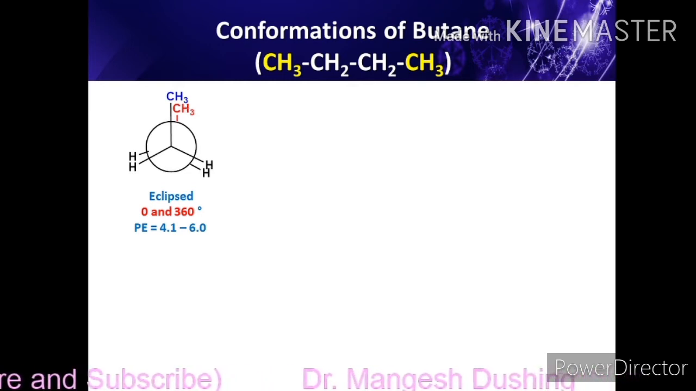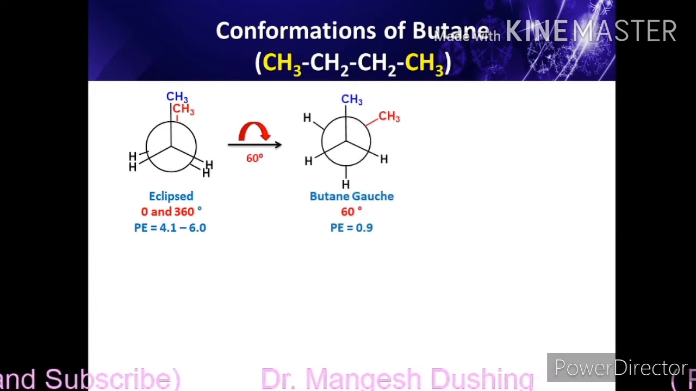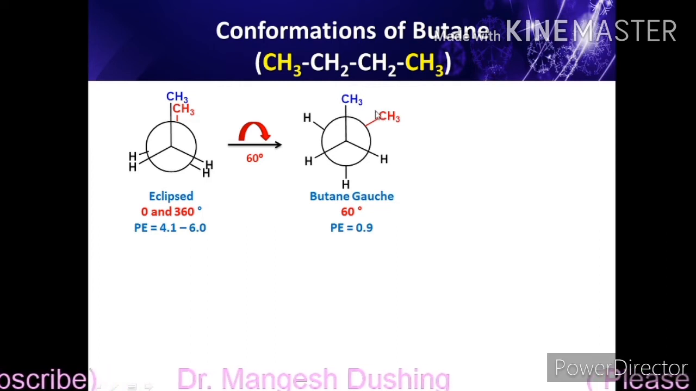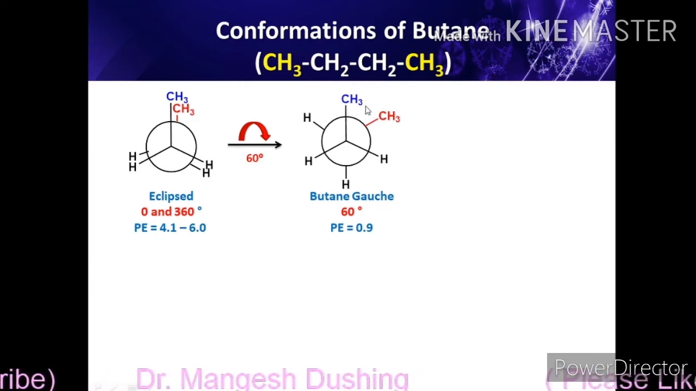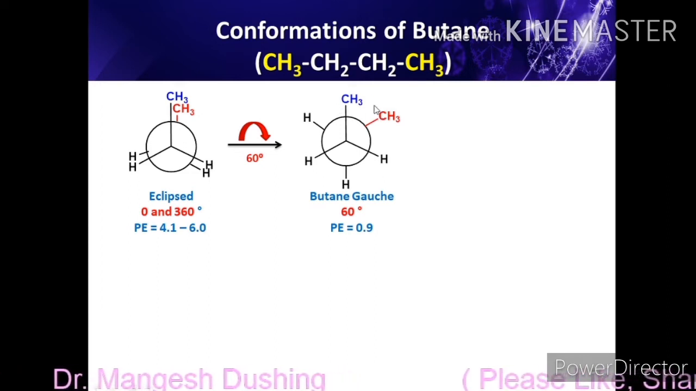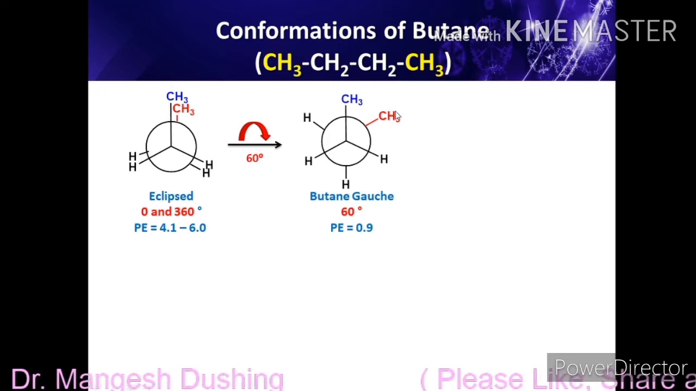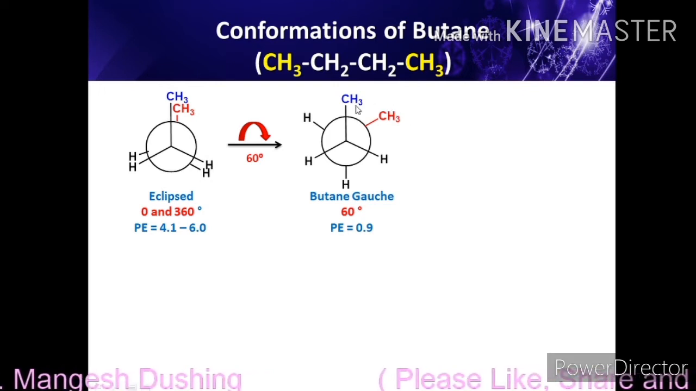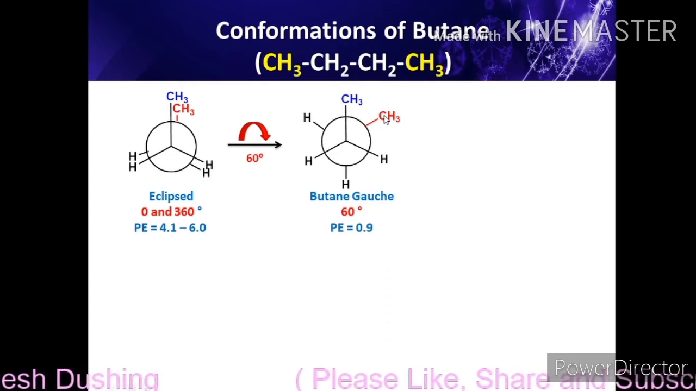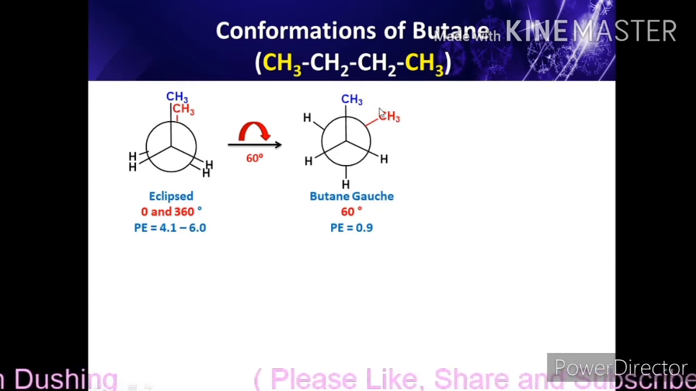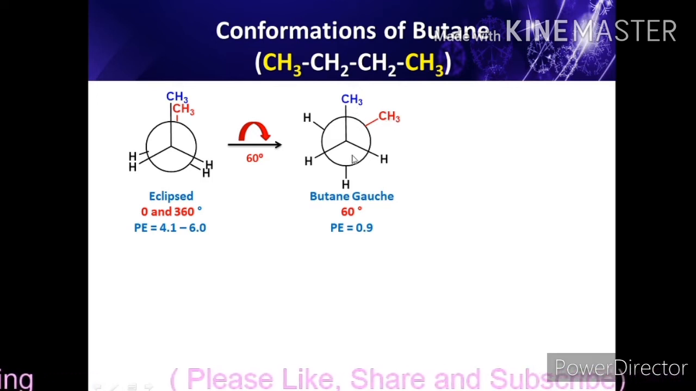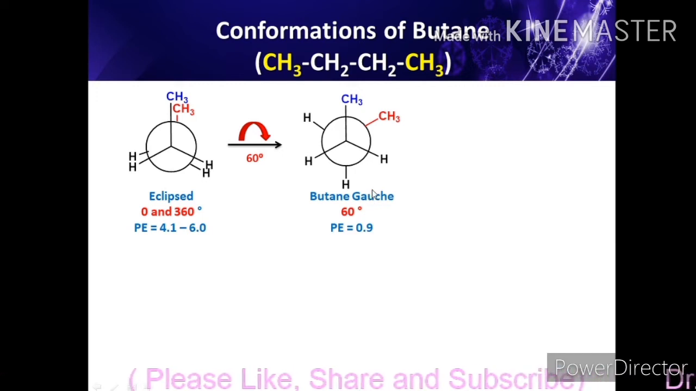If we rotate this methyl group by 60 degrees, these bulky groups are going away from each other, but they are not far away, just a little bit. So this conformation is called the gauche conformation, and there will be a gauche interaction. The first atom and fourth atom make a 60 degree angle, so they are not far away from each other, and there will be some interaction. That interaction is called butane gauche interaction or skew gauche interaction.